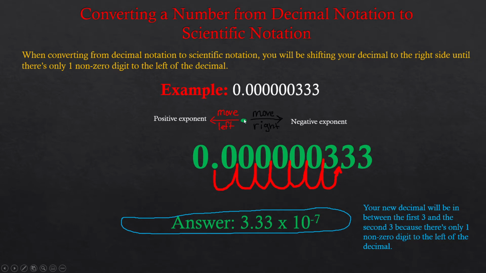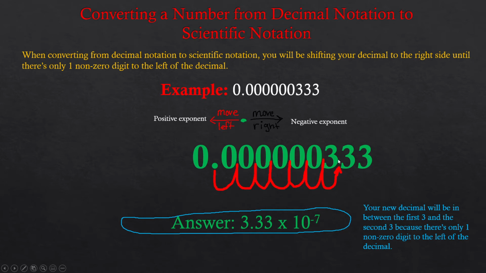Reminder that when you move your decimal to the left side, you're going to have a positive exponent. When you move your decimal to the right side, you're going to have a negative exponent. So let's go ahead and move the decimal according to our rule. We're going to be moving our decimal to the right side until there's only one non-zero digit to the left of the decimal. A non-zero digit is going to be any whole number from 1 through 9. So here we go. 1, 2, 3, 4, 5, 6, 7.